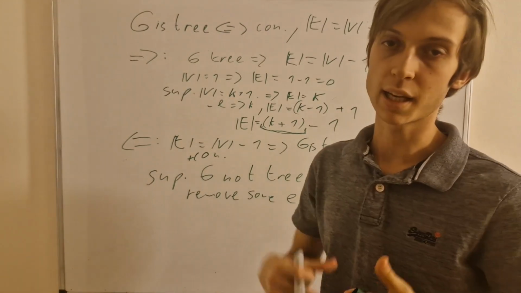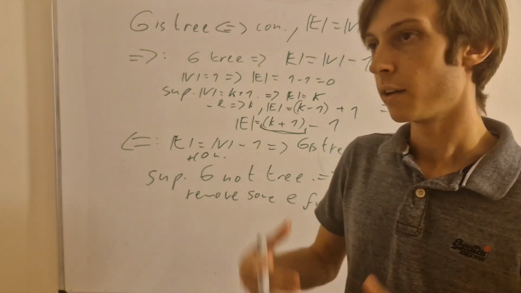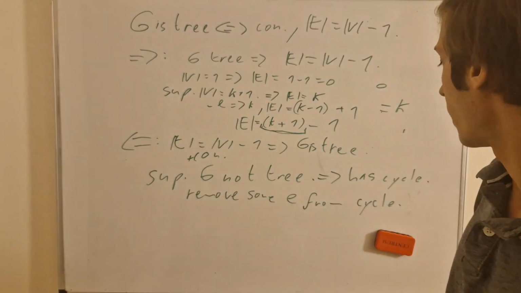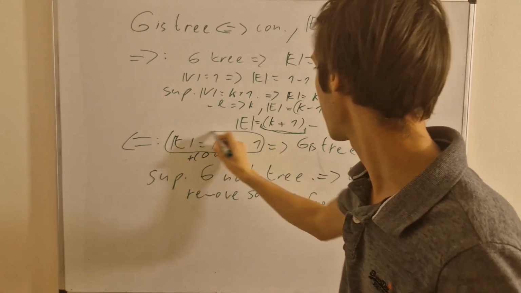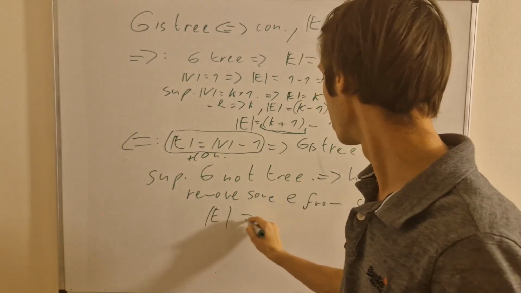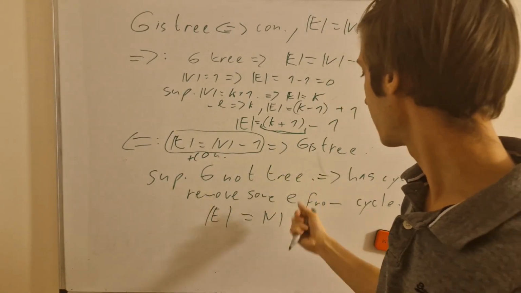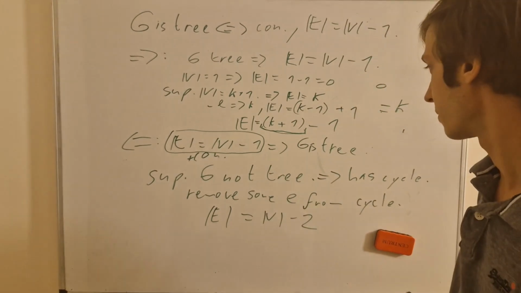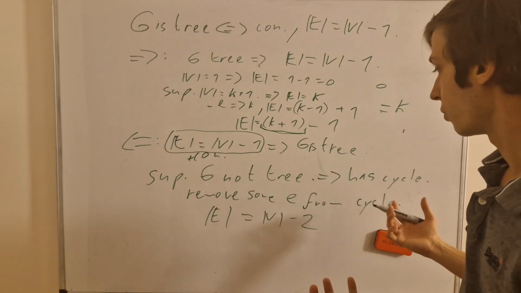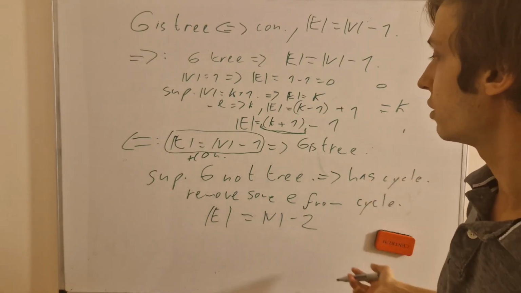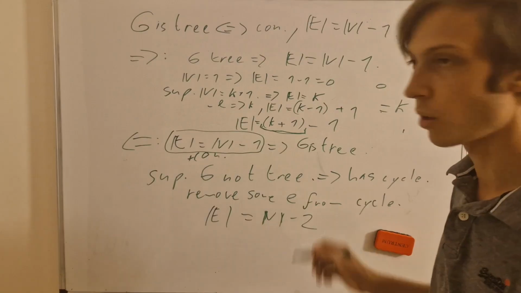If you remove an edge from a cycle, think about it twice, it will make sense, the graph is still connected, no vertices are lost. So under this assumption, we would now have that the number of vertices is like this. But unfortunately, this doesn't work out, because the minimal difference you can have between vertices and edges is minus 1. Think about it.